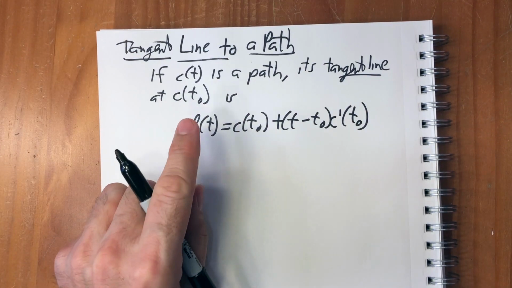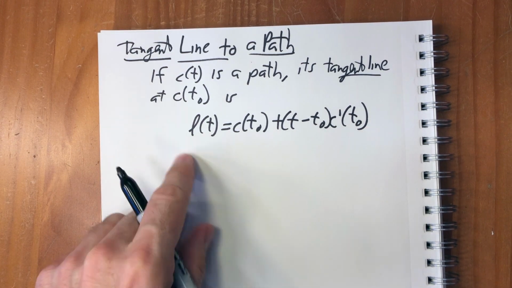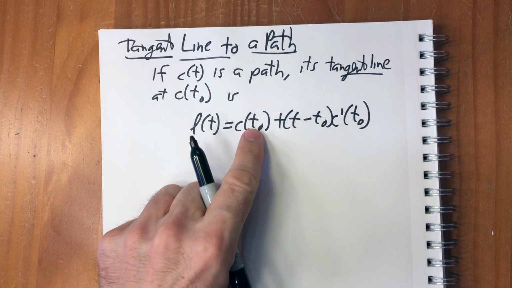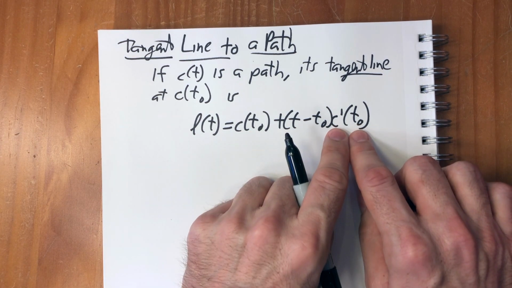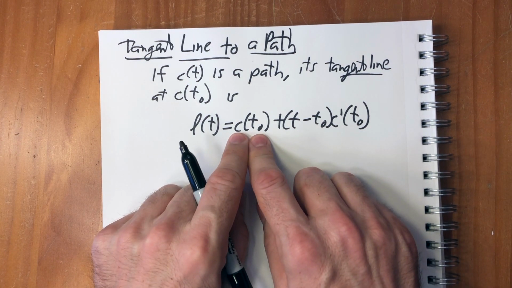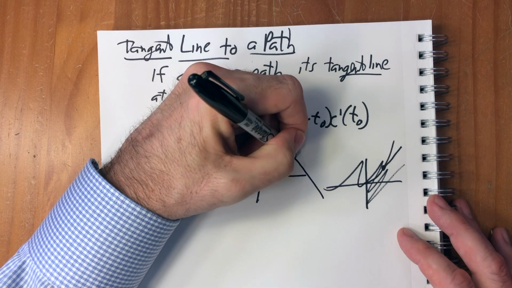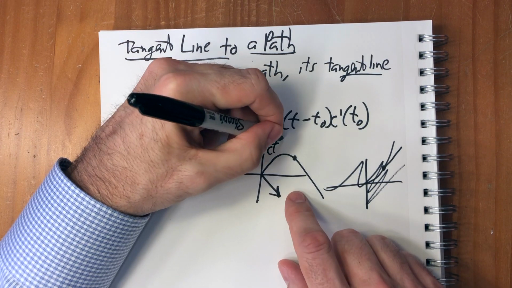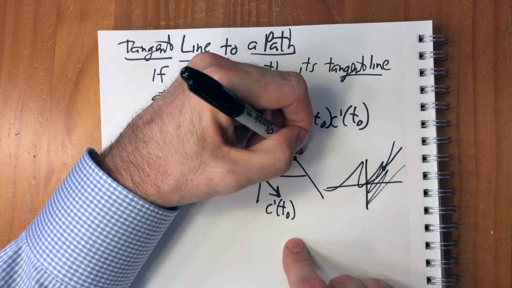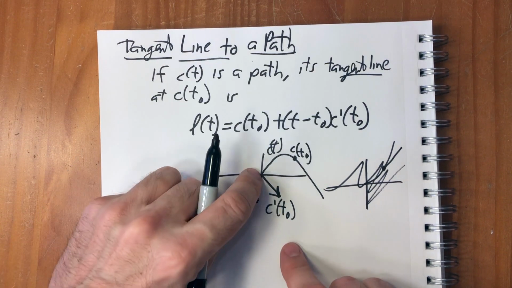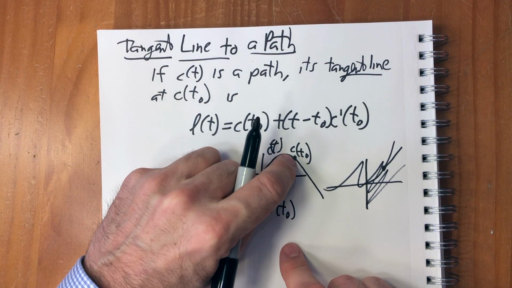So the tangent line, this is an equation of a line, and it's in the same form we just saw a minute ago. This is a point, and then we're adding a vector to it. Remember that c prime is a vector, and this is a point. So this is c(t), and this is c prime of t at t0. This is t0, or c at t0. So this is the velocity vector at t0.